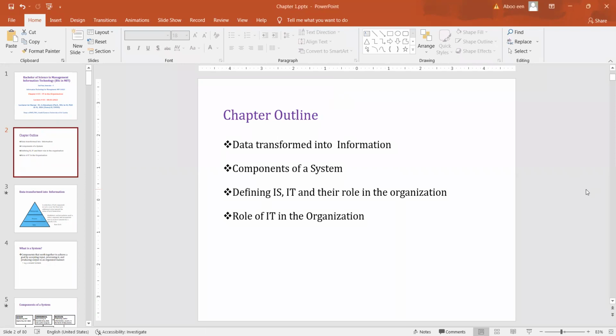What is data? Facts and statistics collected for analysis or reference. Facts and statistics that are collected to analyze. Okay, great.